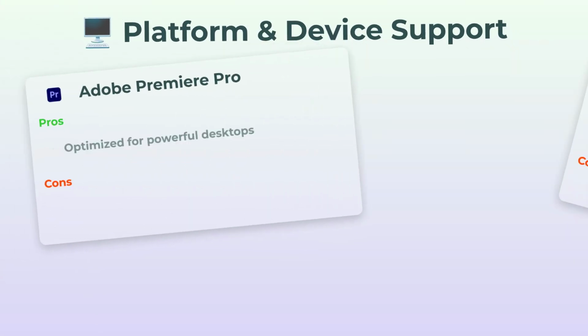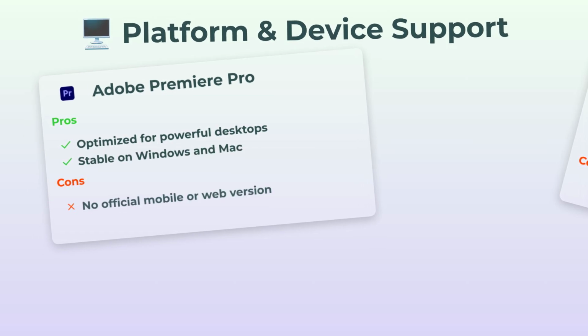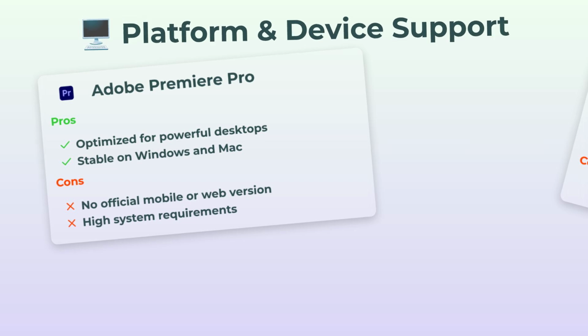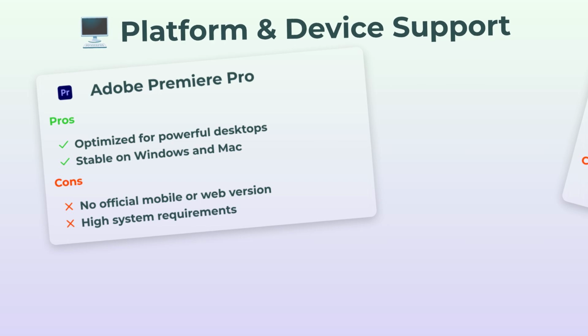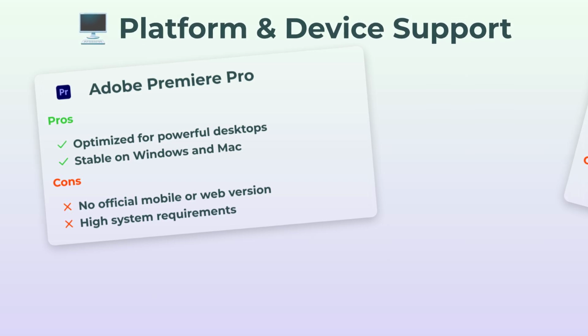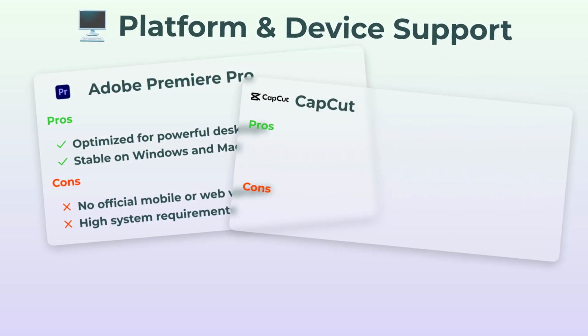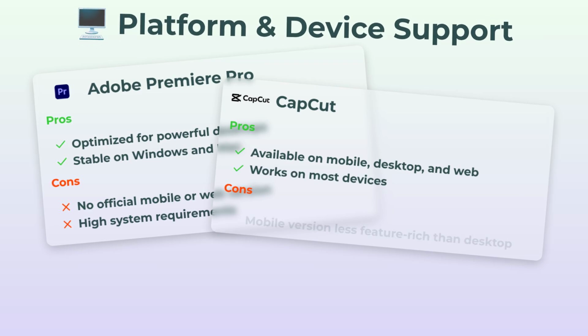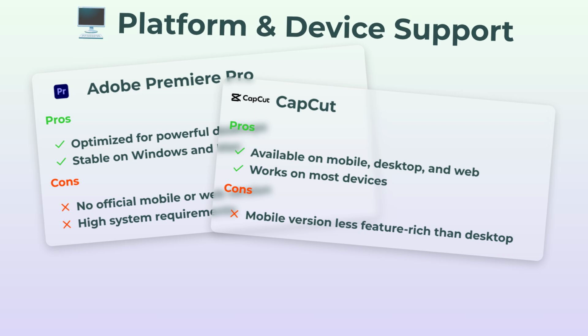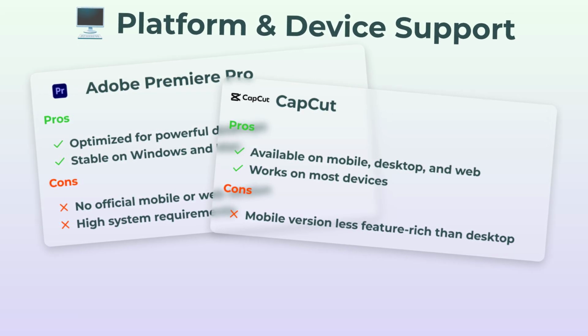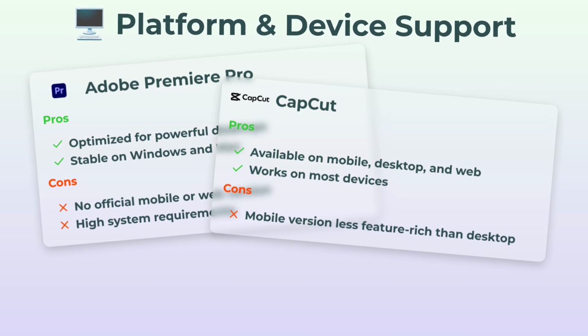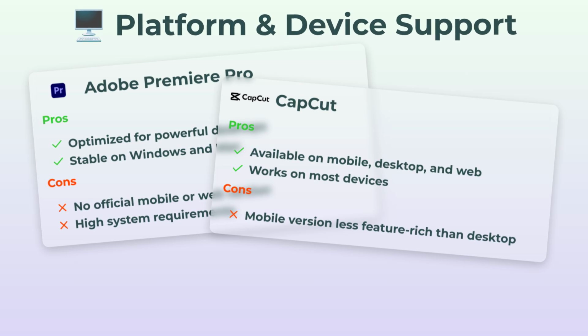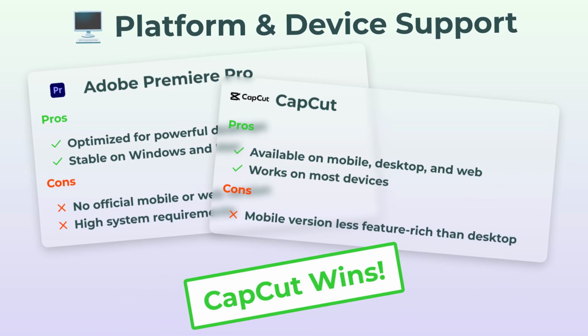Time for platform and device support. Premiere Pro is all about desktops. Runs smooth on Windows or Mac, super stable. But there's no official mobile app, no web version. Plus, you need a pretty powerful machine. CapCut, meanwhile, is pretty much everywhere. Mobile, desktop, web, you name it. It'll even work on your tablet. Mobile gets less features compared to desktop, but honestly, CapCut is way more accessible. So for platform support, CapCut is winning.